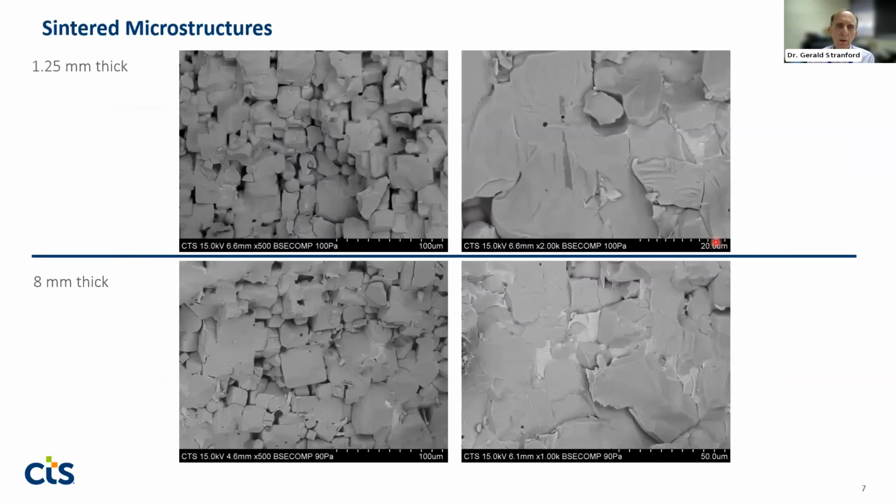Okay. So then we took a look at some microstructures here, and when we look at the 1.25 versus the 8 millimeter thick, a couple of things that I see are that the thinner sample seems to be more porous, whereas the thicker sample may be higher density, but has a lot more of this residual lead-rich phase in the microstructure after sintering.